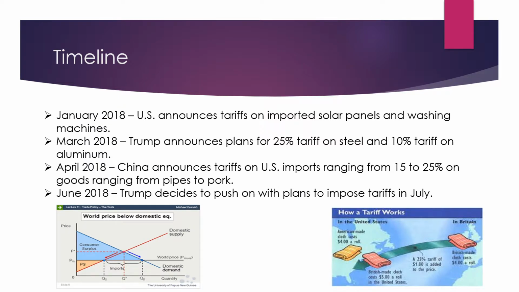In January 2018, the United States announced tariffs on imported solar panels and washing machines. In March 2018, Trump announced plans for a 25% tariff on steel and a 10% tariff on aluminum. In April 2018, China announced tariffs on U.S. imports ranging from 15% to 25% on goods ranging from pipes to pork. In June 2018, Trump decided to push on with plans to impose tariffs in July. China has also made plans to impose more tariffs in response. Next, we'll take a quick look at what tariffs are.